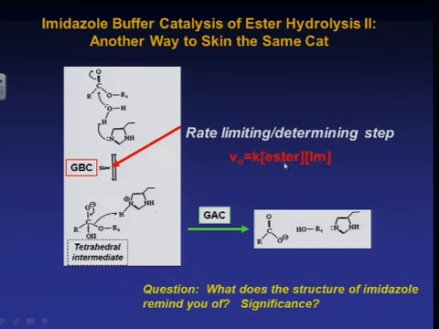So again, if you look, the rate limiting step here is dependent on the rate constant times the concentration of substrate 1, which is your ester, times the concentration of your buffer, in this case, the unprotonated form. Right? Okay.